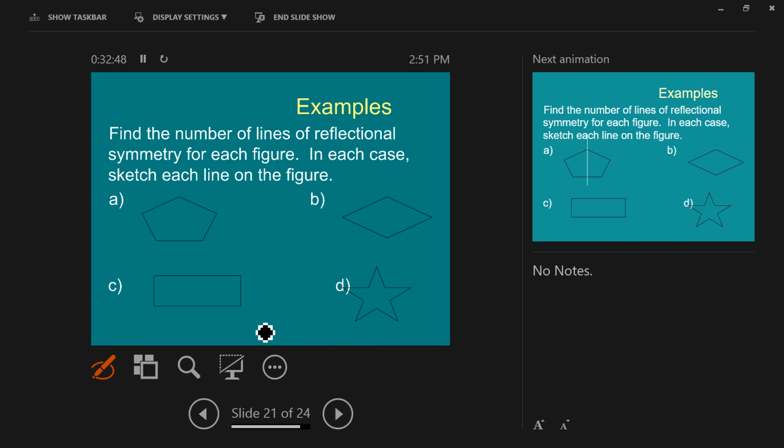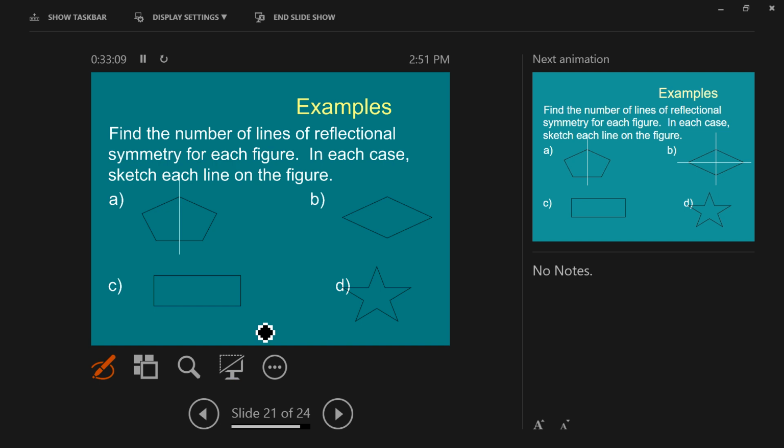On that first one, how many lines did you guys draw? Just one, right? We can only fold it down the middle and everything matches up. If I tried to fold it across this way, this line would land on a point, so it wouldn't match there. Same in this direction. If I folded it down, same thing. I can only fold this one in half.